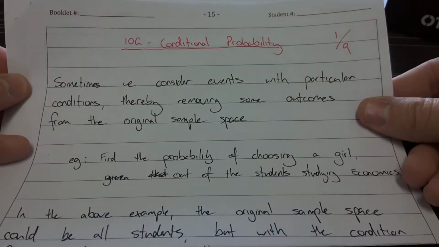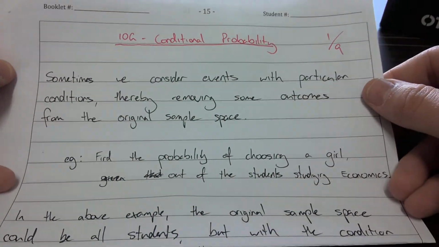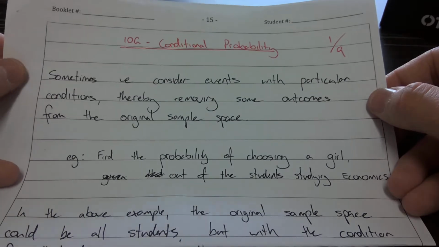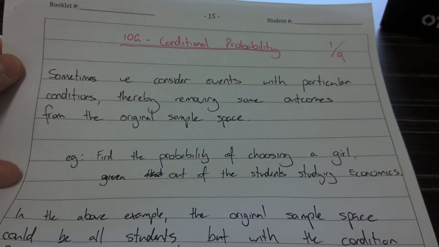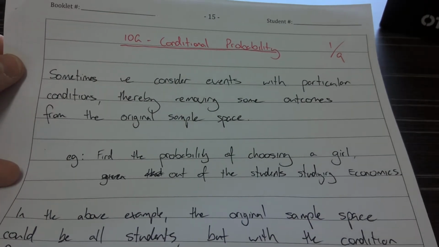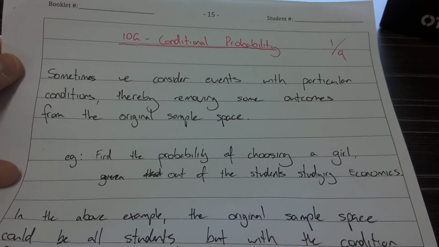So sometimes we consider events with particular conditions, thereby removing some outcomes from the original sample space. So what we mean is, I've got an example here, but another example could be if we're drawing a card from a standard deck.